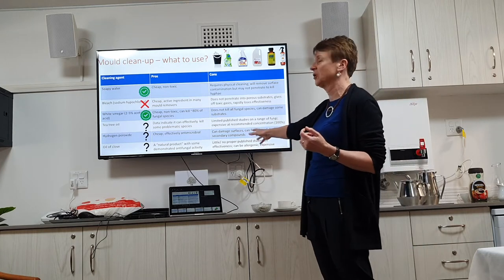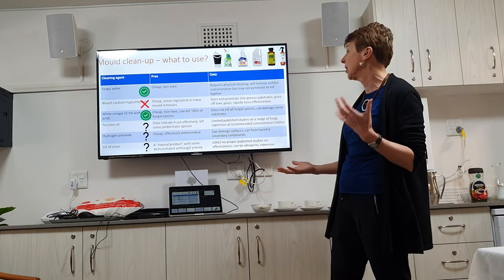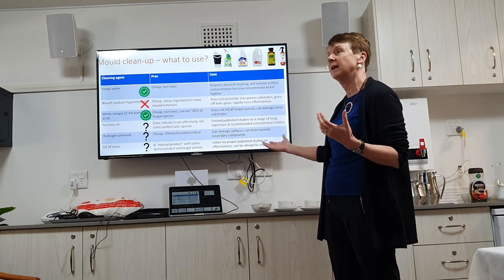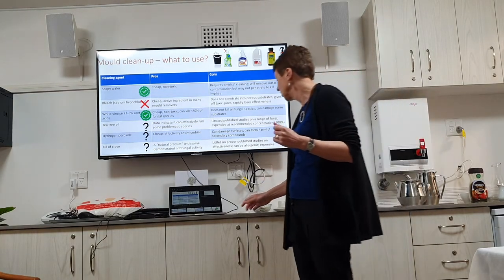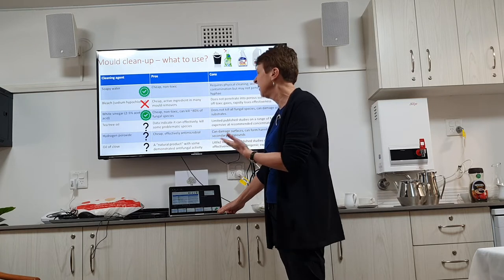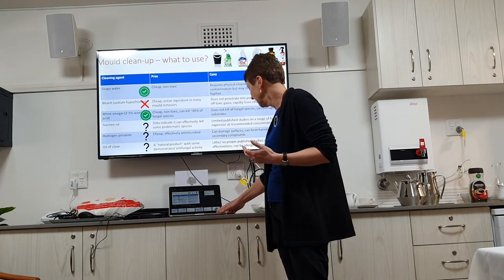And these other things, you can try them. There's no harm in trying them. They're not really that toxic, but they may not work. It's up to you whether you want to try them or not. And they might leave your house smelling a bit weird, you know, cloves.